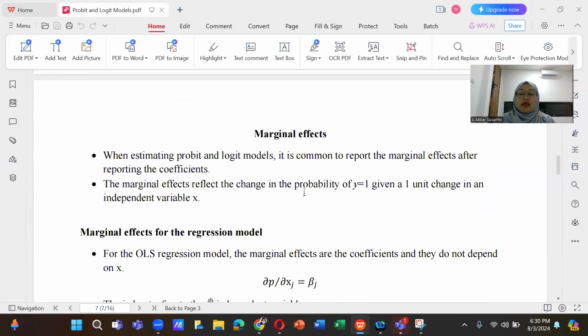Okay, in the Probit and Logit model, the interpretation is not as similar to the OLS model, but we will use the marginal effect. When estimating the Probit and Logit model, it's common to report the marginal effect after reporting the coefficient. The marginal effect reflects the change in the probability of y equal to 1, given a 1 unit change in the independent variable x.